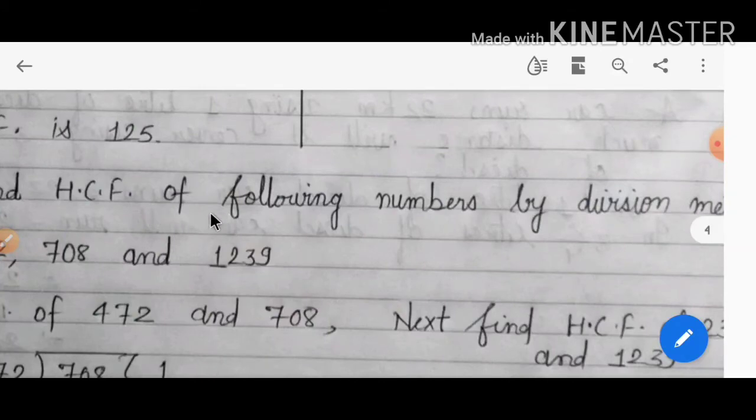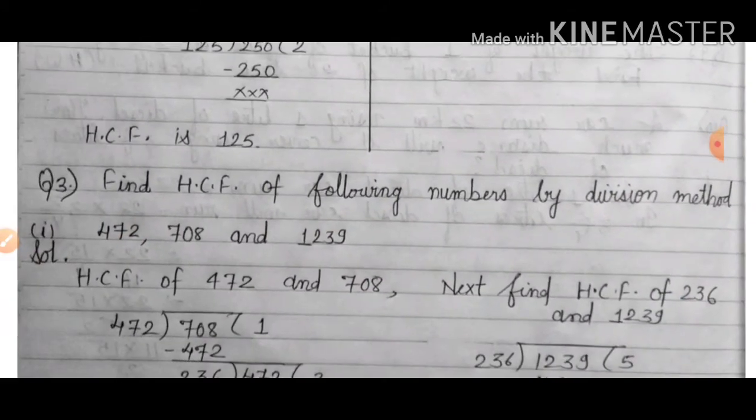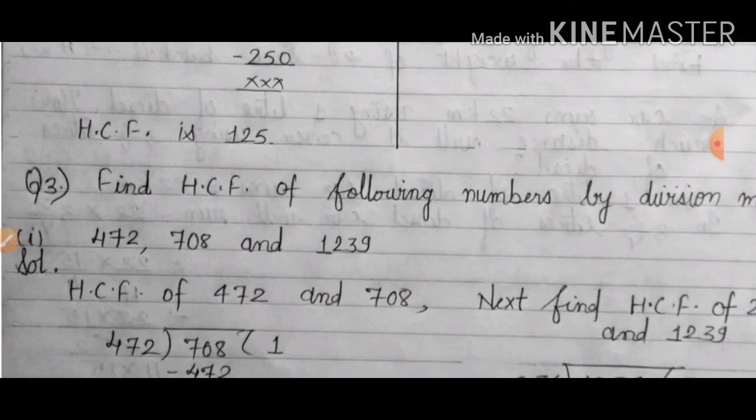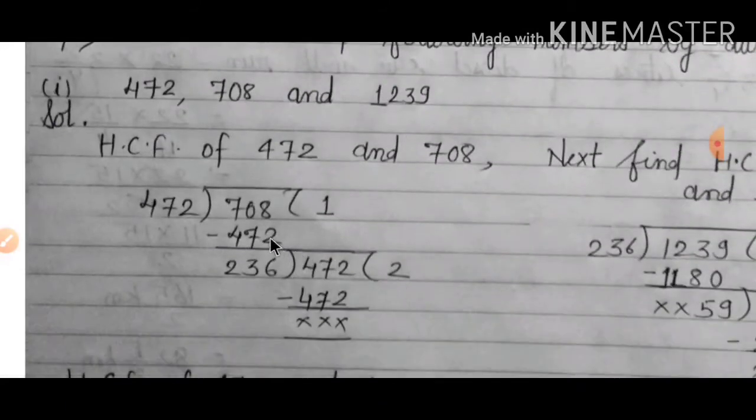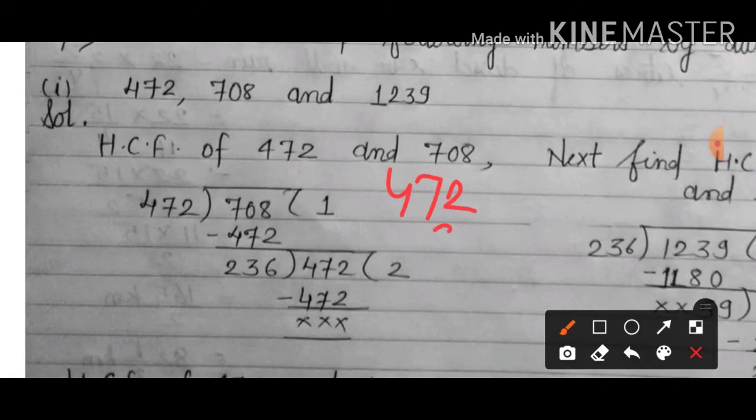Here also we have to find the HCF using division method only, but instead of 2 numbers, here 3 numbers are given. So first you can take any 2 numbers which you want. So we have taken in this question HCF of 472 and 708. So first divide 708, the greater number, by smaller number 472. If we take 472 2 times, it will be 944, and it is greater than 708. It means we have to take only 1 time.